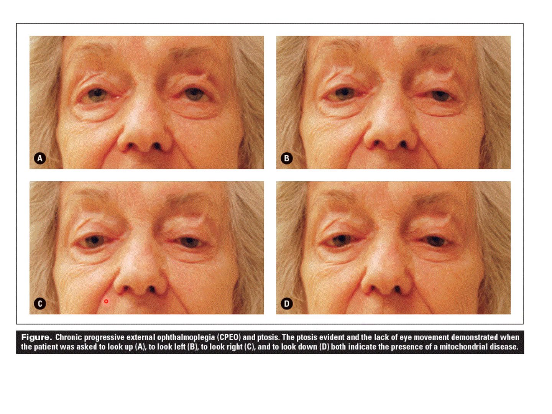So in this image, that is chronic progressive external ophthalmoplegia and ptosis. The ptosis is evident and the lack of eye movement is demonstrated when the patient was asked to look up. In figure A, the patient is asked to look up, then to look left in B, then to look right in C, and to look down in D. So both indicate the presence of a mitochondrial disease.